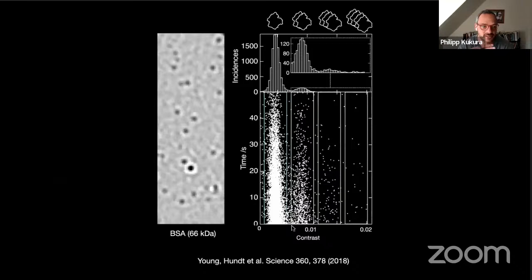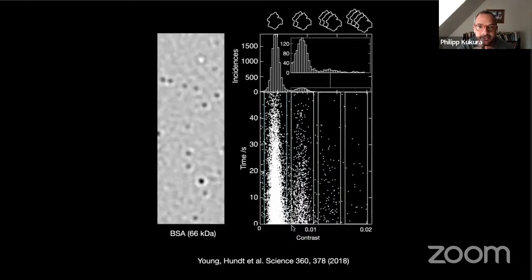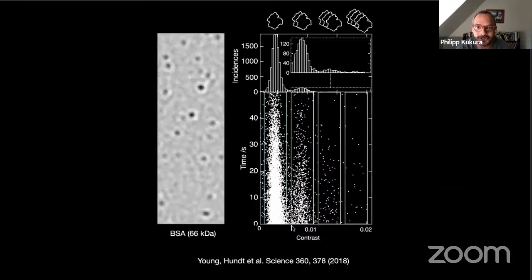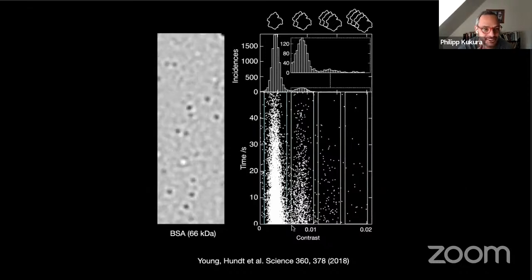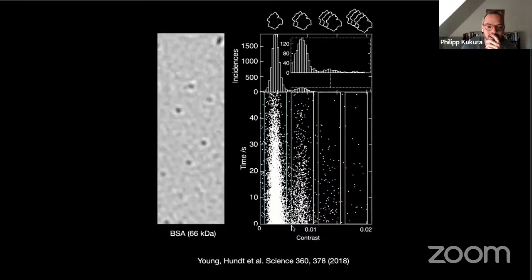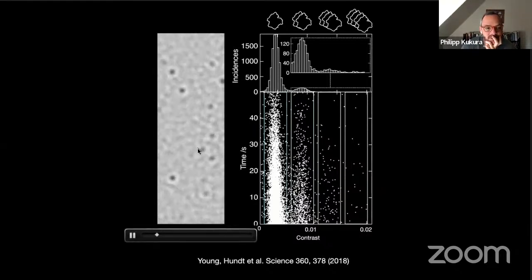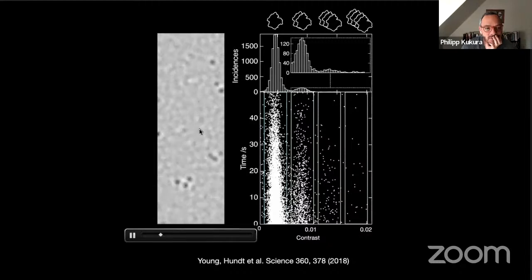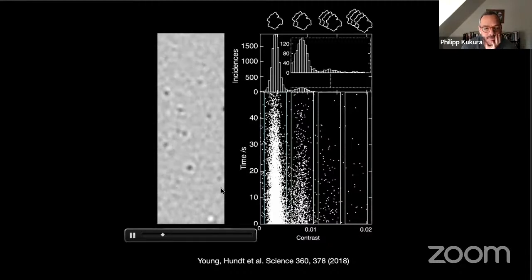All right, so let's do another one. Here's BSA. So BSA, we're big fans of BSA, right? Because it's cheap and cheerful. There's lots of it. You can buy it from Sigma. And you run BSA, again, here's your movie, and you see sometimes you get a really dark spot, sometimes you have really faint spots that you almost can't see, and then some stuff in between.